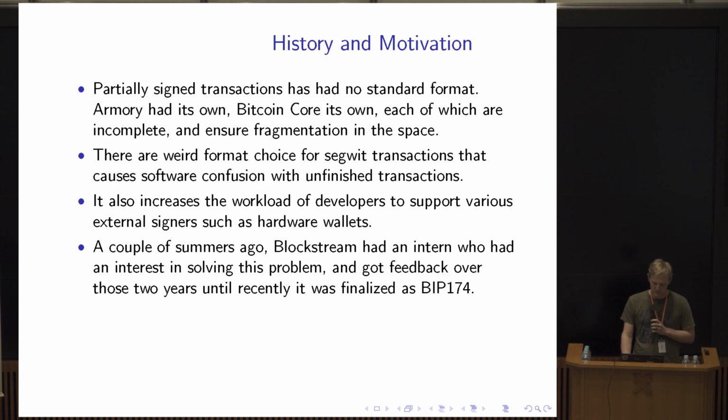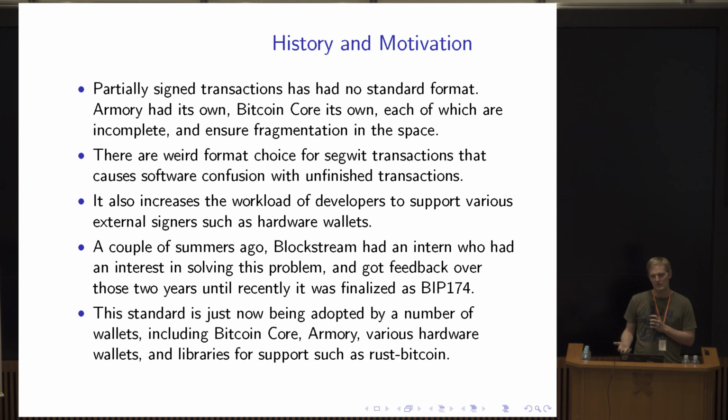So a couple summers ago, we had an intern at Blockstream, Andrew Chow, who's also a Bitcoin Core developer. He had an interest in finally solving this problem. He helps maintain Armory as well as work on Bitcoin Core. And over a couple years, he got some feedback on the format and it finalized as BIP174. And it's just been released in Bitcoin Core version .17. It's all there. And Armory and various hardware wallets are also supporting it.